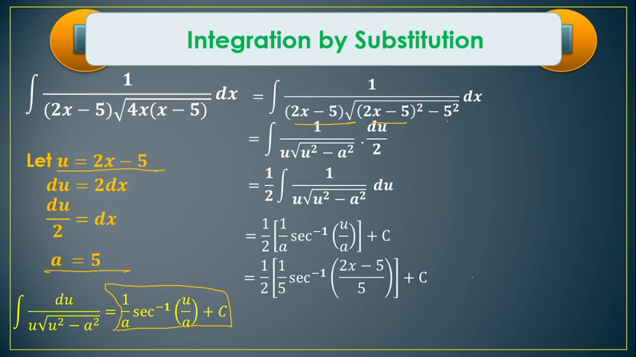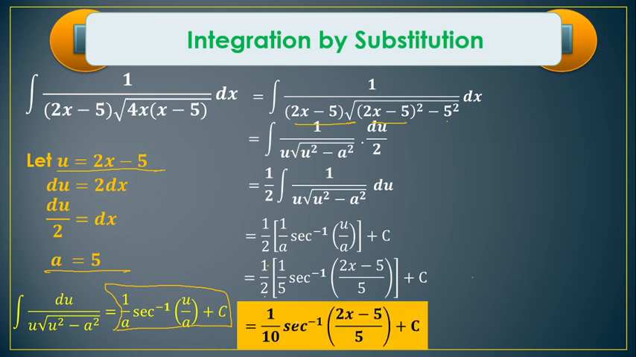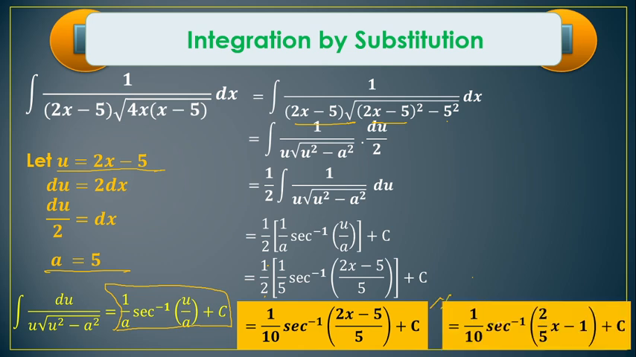And then after that, pwede na natin itong i-simplify. So, 1/2 times 1 over 5, that is 1 over 10. So, 1 over 10 arcsecant of 2x minus 5 all over 5 plus c. And then, pwede pa natin itong i-simplify itong nasa loob ng secant natin, itong parenthesis na to, yung angle niya. So, pwede na ito yung sagot natin, or pwede pa itong isa. Yung 1 over 10 arcsecant of 2/5 x minus 1 plus c. So, kahit saan po sa dalawa ay pwede po natin gamitin. Yun lamang po. Thank you.